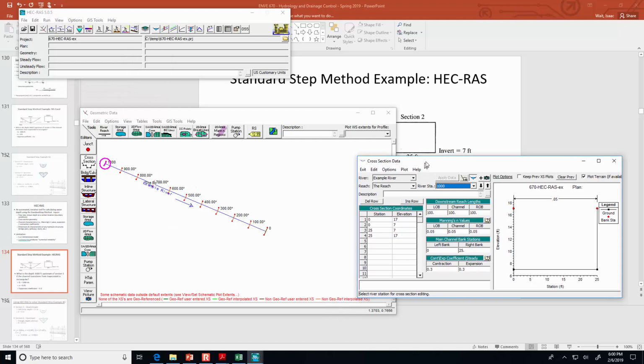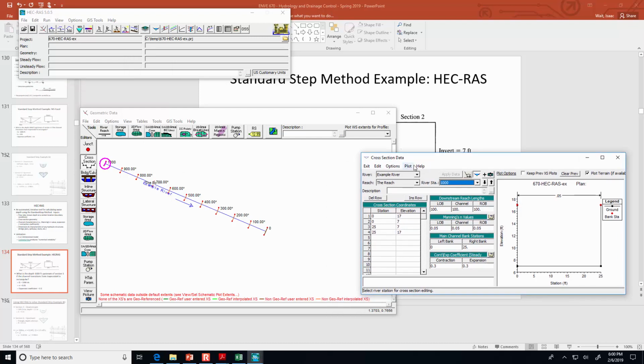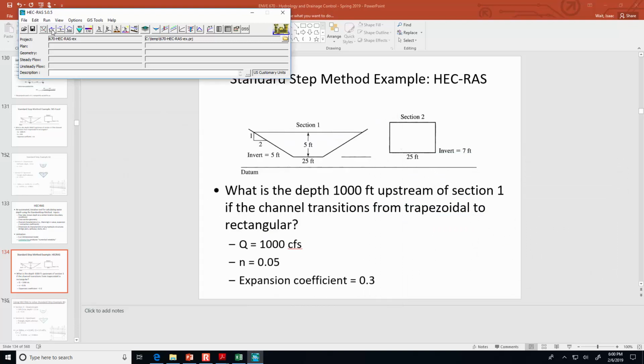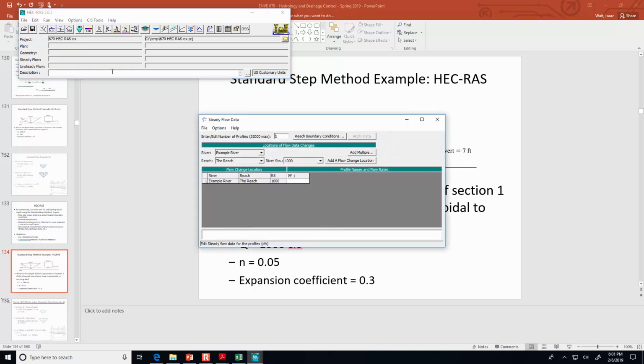All right. So we have a channel. We need to send some water through it. All the computer knows so far, think about this like a bowl that the water is traveling through, or like a gutter or a funnel of some sort. We have to define the flow rate that's going through there. So we can close these two windows, and we're going to do a steady state run. It's the one that's right next to the geometric data here. View/edit, steady flow data. And we're only going to do a single flow rate simulation.